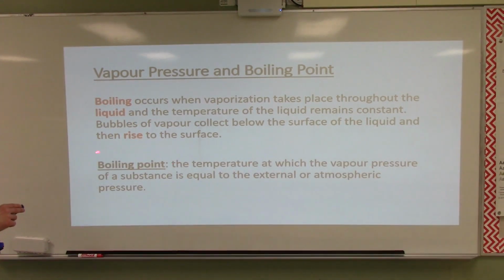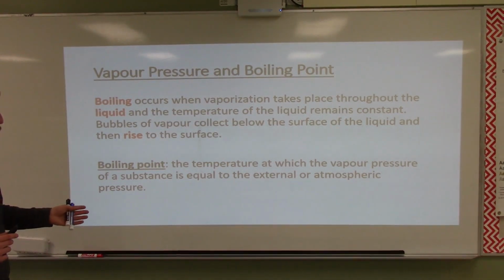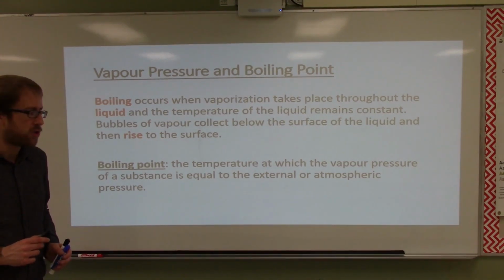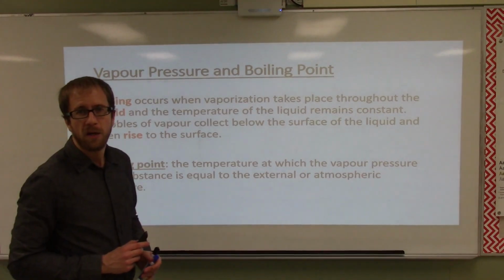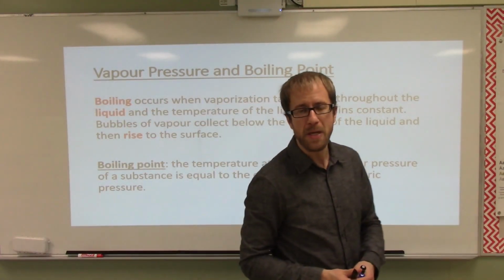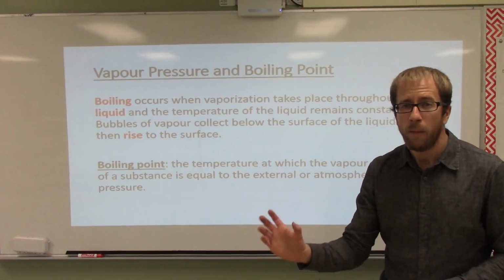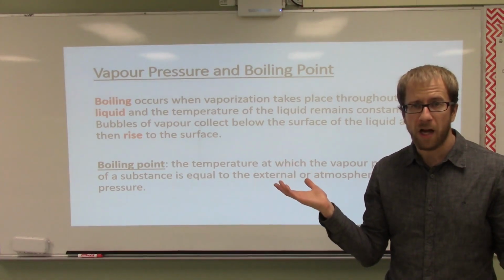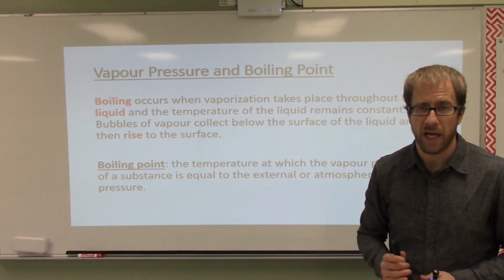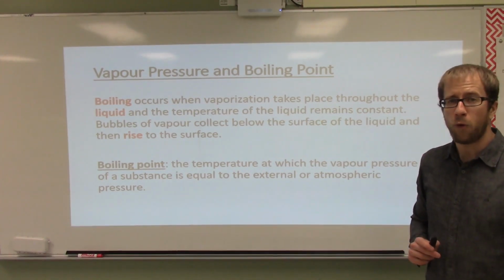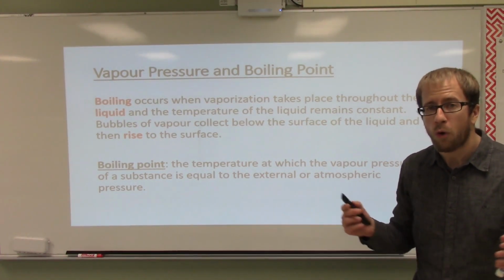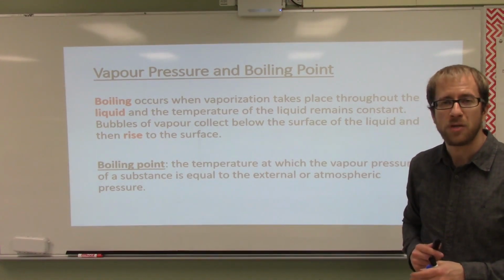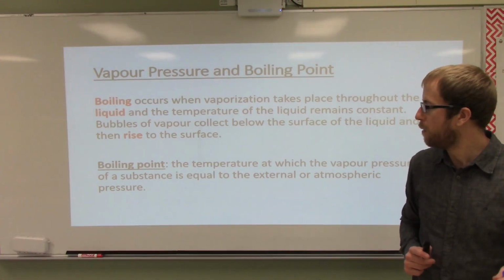Now, the boiling point is the temperature at which the vapor pressure of a substance is equal to the external or atmospheric pressure. So if I had a beaker on this table and it was boiling, right, what's around me? Well, the atmospheric pressure is acting on that liquid, and therefore the vapor pressure being exerted by that liquid would be equal to or greater than the atmospheric pressure for it to be boiling.